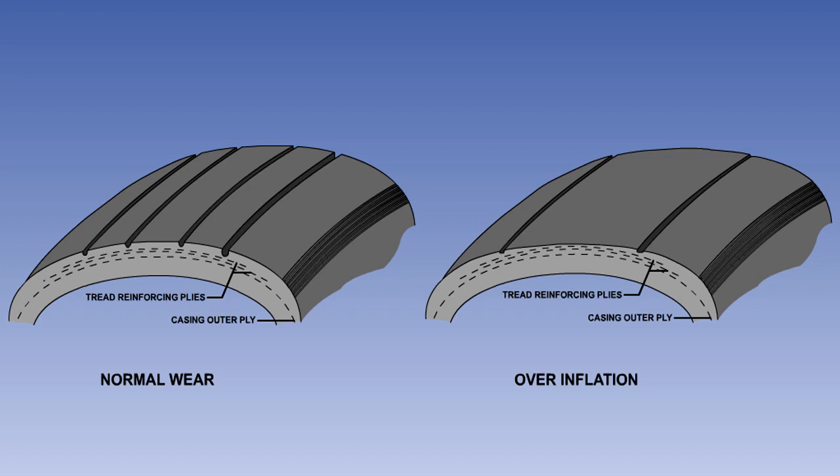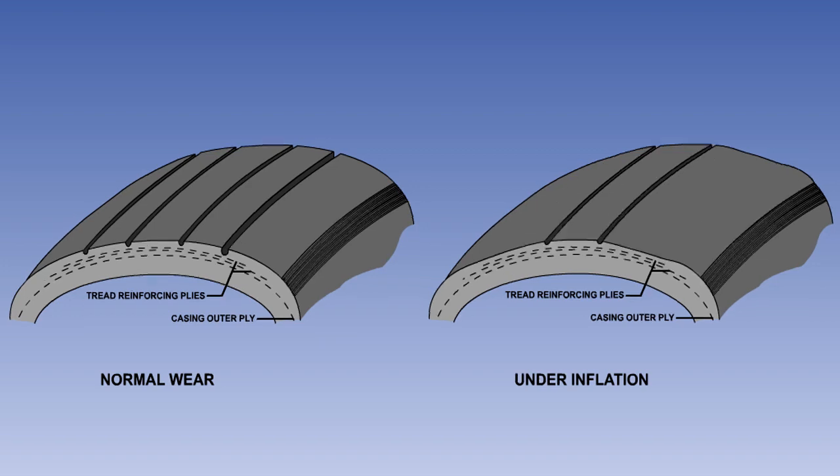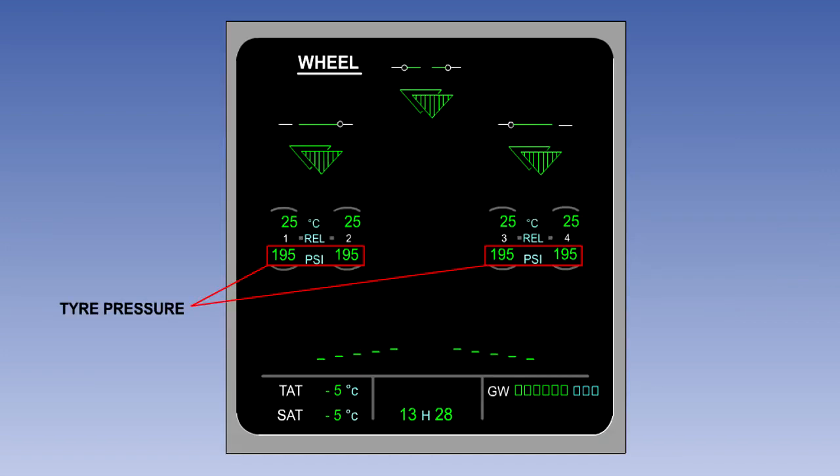Overinflation will cause excessive wear to the crown of the tyres, whilst underinflation is the cause of excessive shoulder wear and creep. On some modern aircraft, real-time tyre pressures can be displayed on the flight deck, as shown here on this A320 electronic display screen.